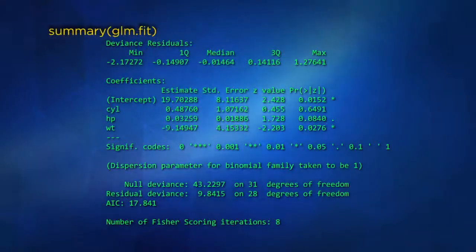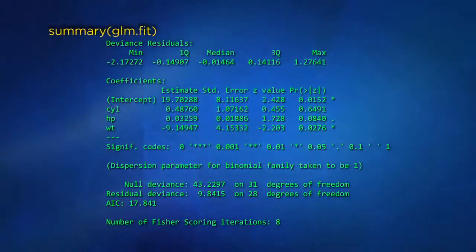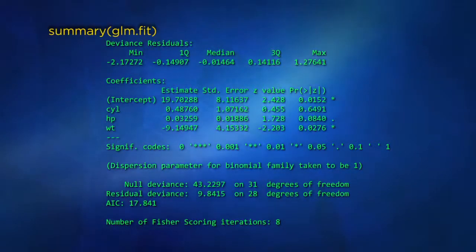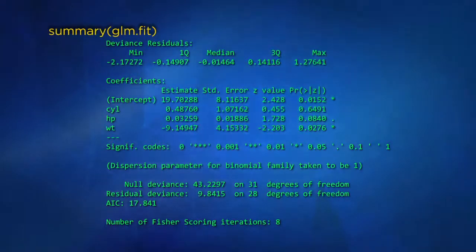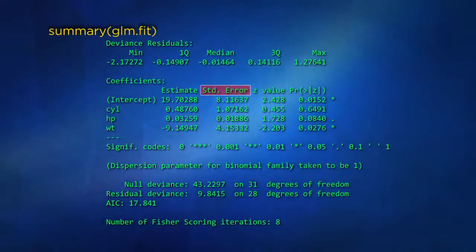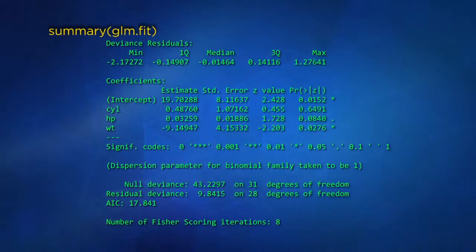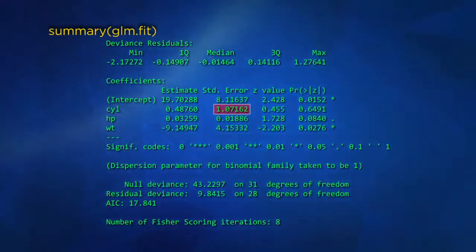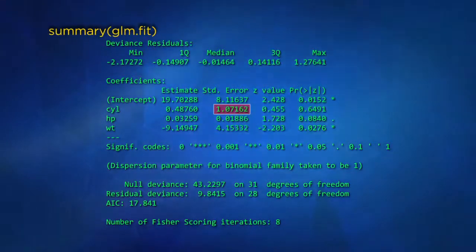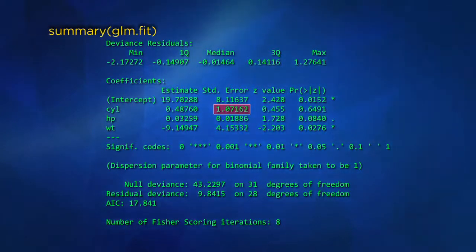All right, here's a summary of our fit. Now, notice this is similar to linear regression output. Logistic regression gives us estimates for the coefficients. So here you see we have an estimate of around 0.48 for cylinders and 0.03 for horsepower. It also gives us the standard error. Now notice your standard error for cylinders, 1.07, is actually more than twice the estimated value. This is sometimes a clue that indicates that that estimate is not going to be significant.